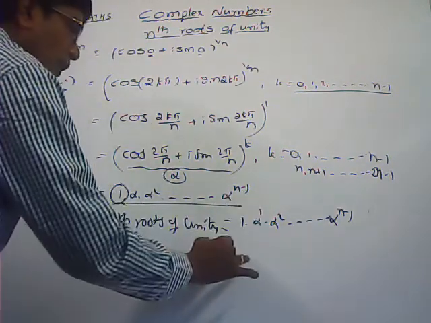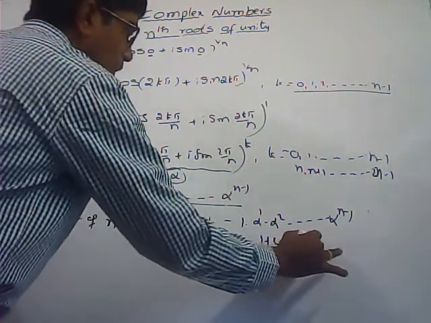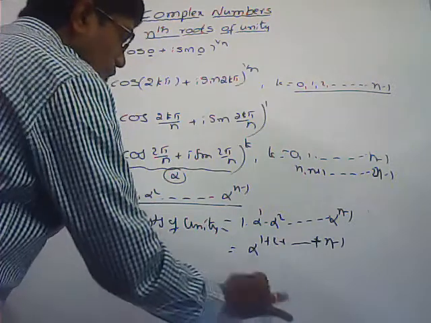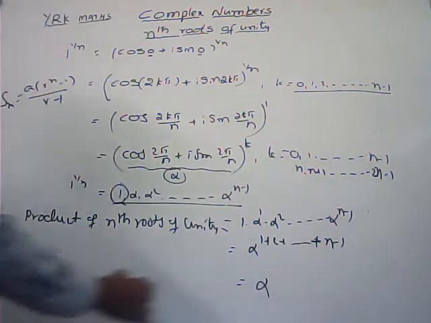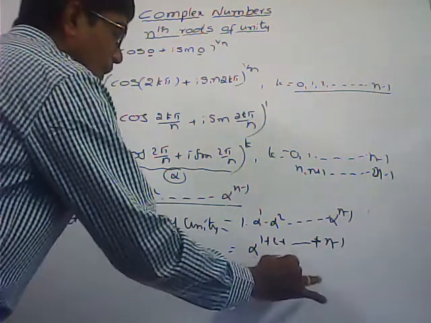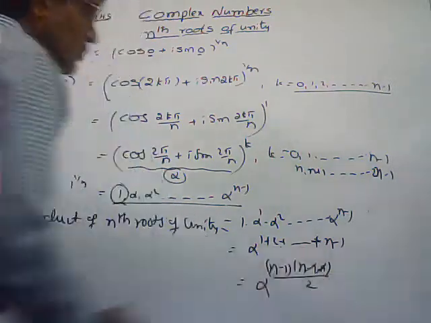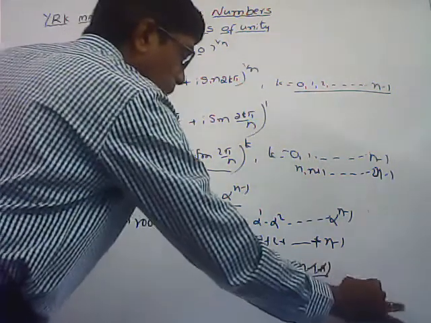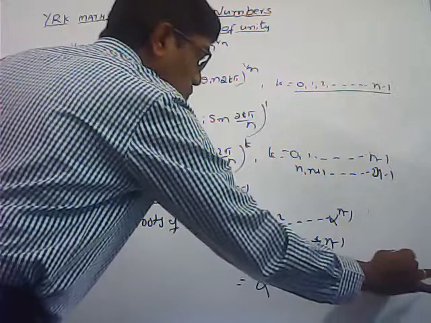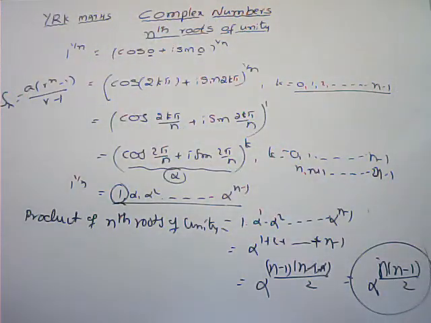Bases are equal, so we can add the powers only. Alpha power 1 plus 2 plus so on plus n minus 1. That is equal to alpha power, sum of first n minus 1 natural numbers, n into n minus 1 by 2. That is equal to alpha power n into n minus 1 by 2. That is the product of the nth roots of unity.